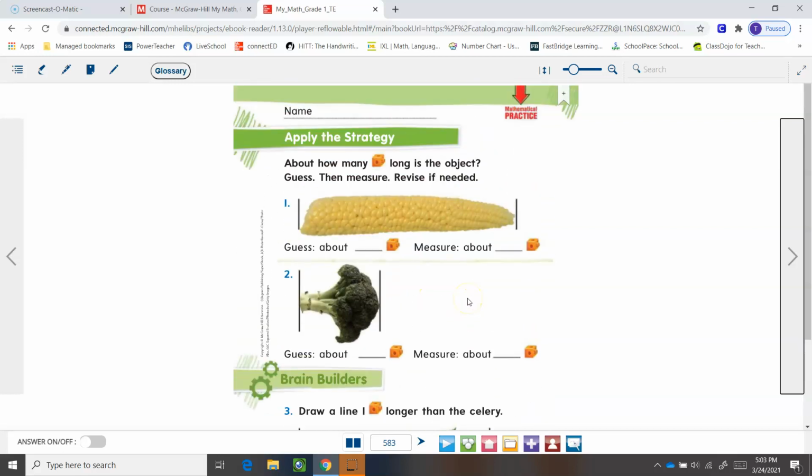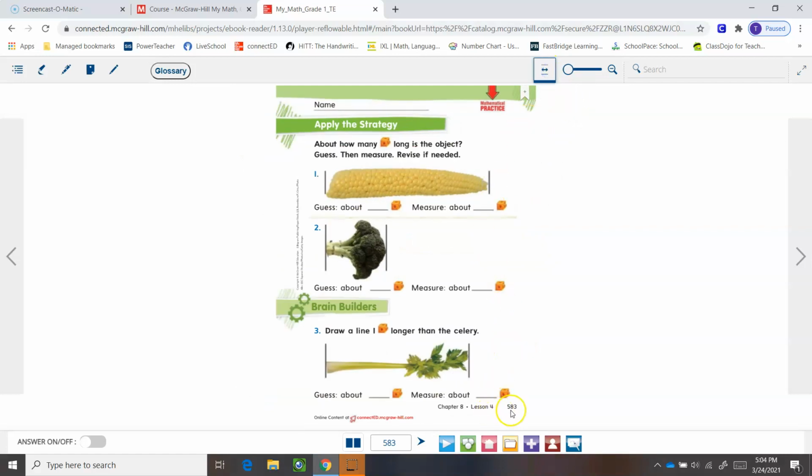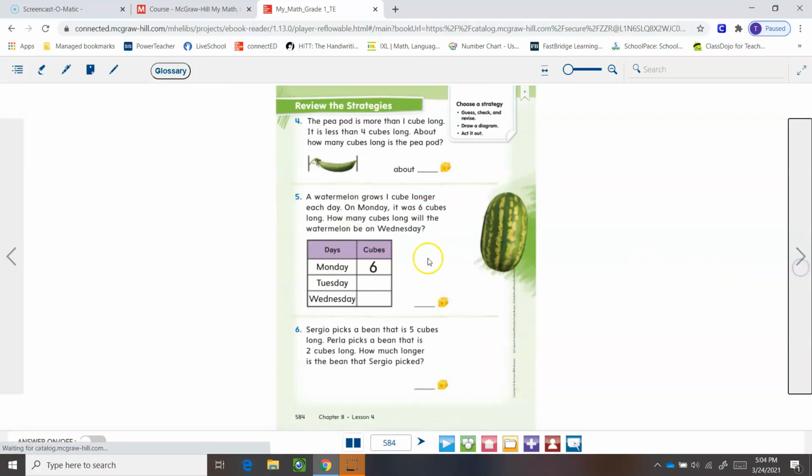Today, your assignment is going to be our math pages, which are on pages 583 and 584. When you're finished, make sure you take a picture or submit it into Canvas. If you have any questions, let us know.